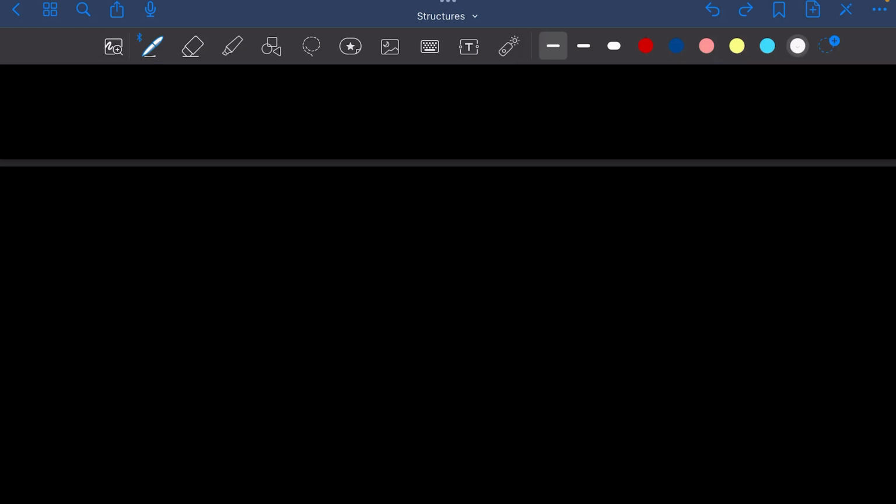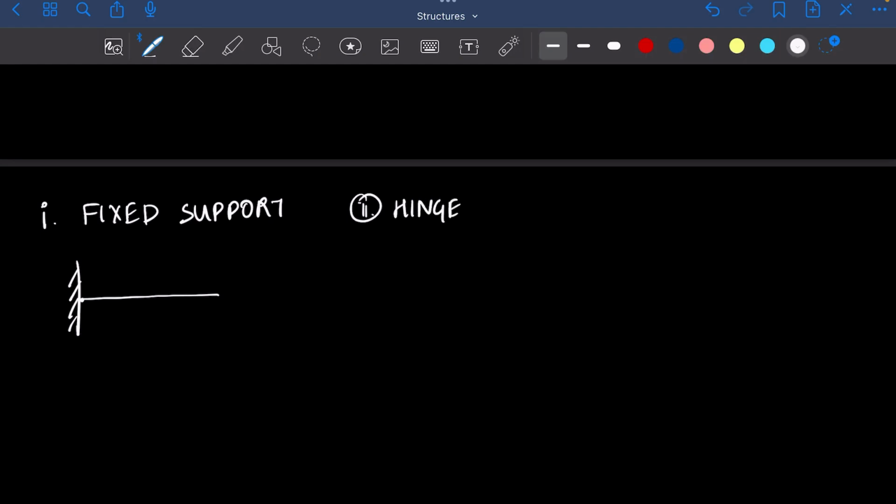First one is our fixed support. Okay, this is our fixed support. Then comes the hinge or pin support, which looks like this. And then comes our roller support.